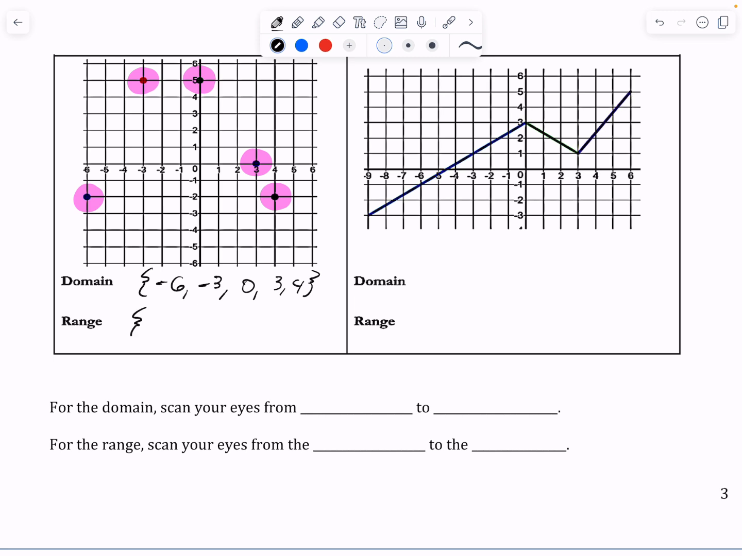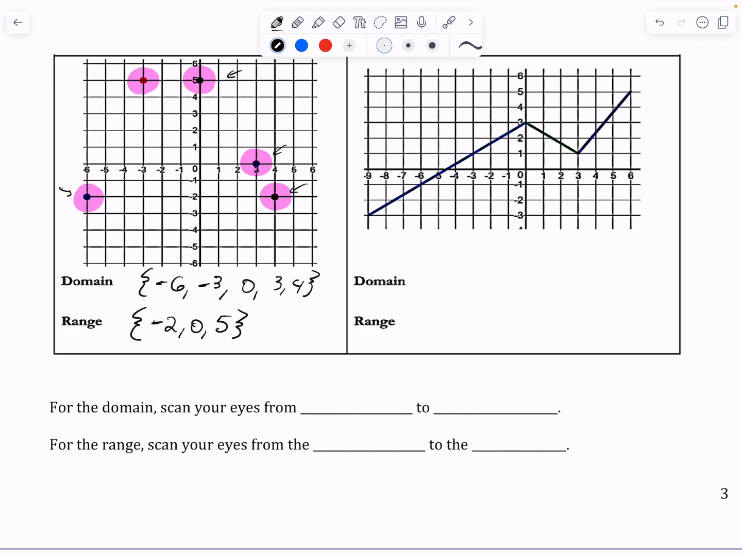So respectively, if I look at the y values for each of those, starting thinking least to greatest, my lowest y values are actually both of these points, which have the same y value of -2. Then this point has a y value of 0. And both of these up here have the same y value of 5. So only 3 values listed for the range.